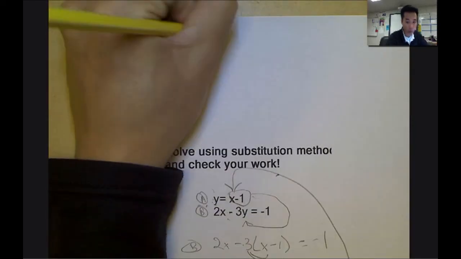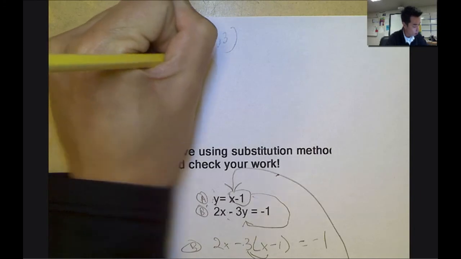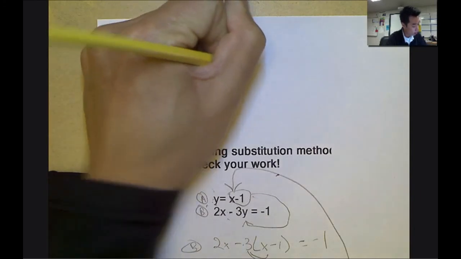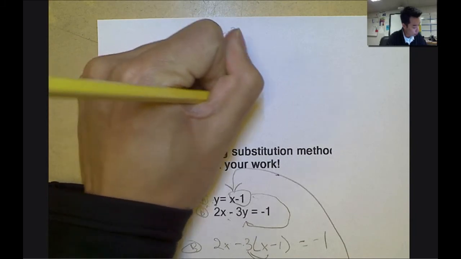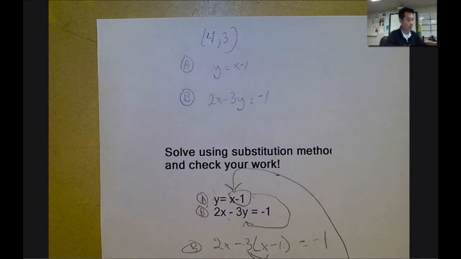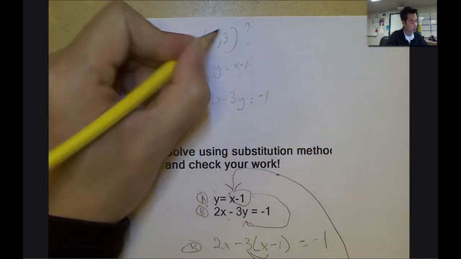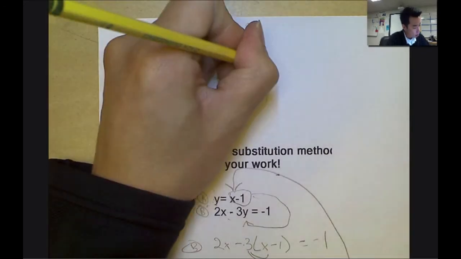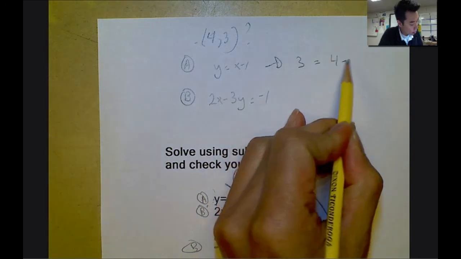Now we need to check our work using (4, 3). So I'm just going to go ahead and rewrite it. (4, 3). Equation A in my system was y equals x minus 1. Equation B was 2x minus 3y is equal to negative 1. And just like we did in class, is this a solution point for both of these? So I'm going to do it over here. 3 is equal to 4 minus 1.